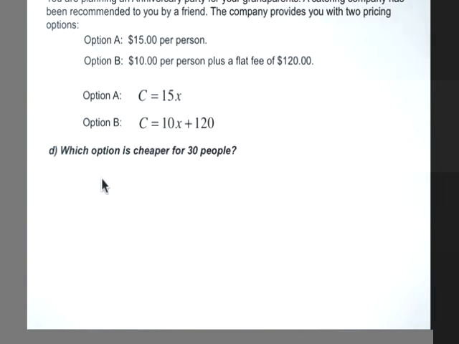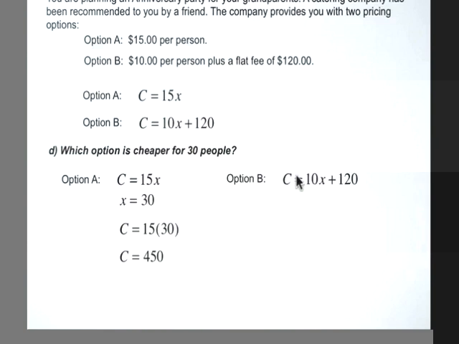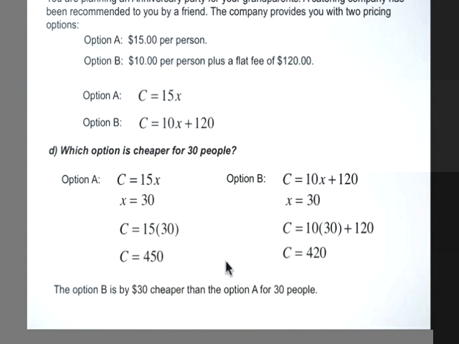Which option is cheaper for 30 people? Well, for option A, our equation is c equals 15x, and we're going to sub in for x equals 30. So c equals 15 times 30, which is 450. Option B, c is equal to 10x plus 120. We sub in for x equals 30 again. We get c is equal to 10 times 30, which is 300, plus 120, which is 420. So option B is cheaper by $30 than option A if 30 people are attending the party.